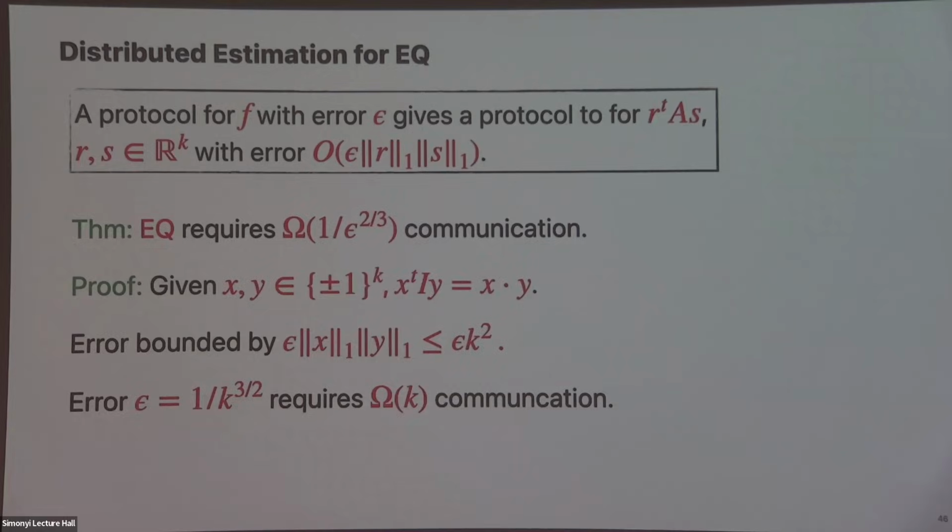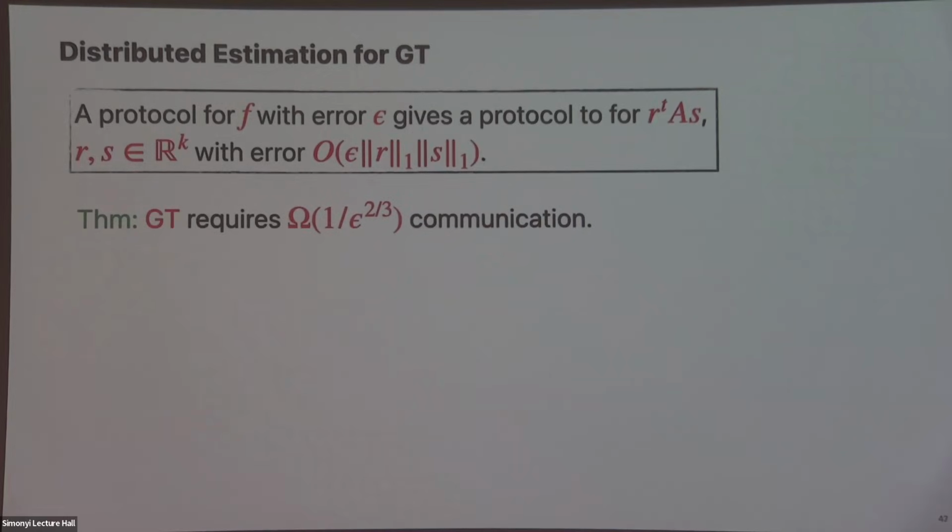Okay. But let's do something different. We can also do greater than. I didn't show you the upper bound for greater than. It looks a lot like the protocol for absolute difference. But we can show that it requires a 1 over epsilon to the 2/3 lower bound. Here's the proof. Again, we're going to reduce from gap Hamming. This time, Alice will get X. Bob will get the greater than inverse times Y. We're doing this exactly so that when you compute R transpose greater than times S, the greater than inverse disappears, and you get back X times Y.